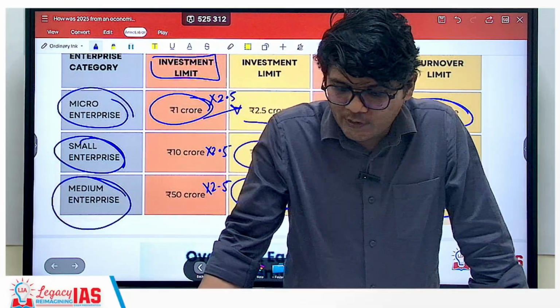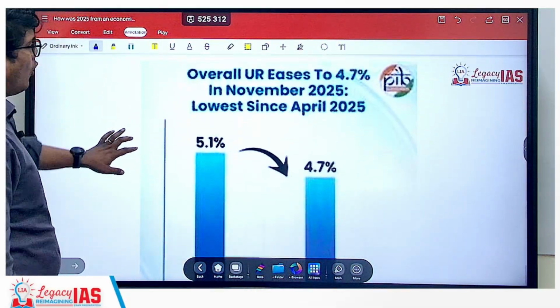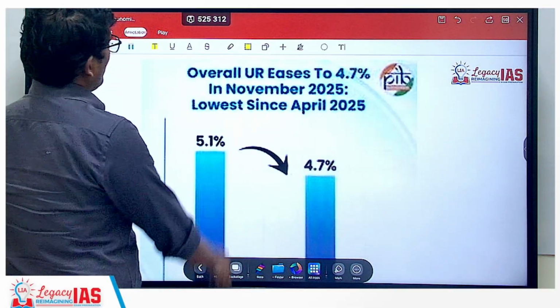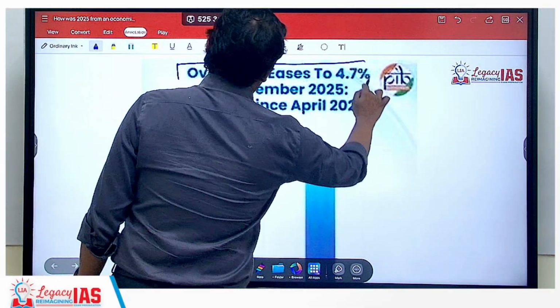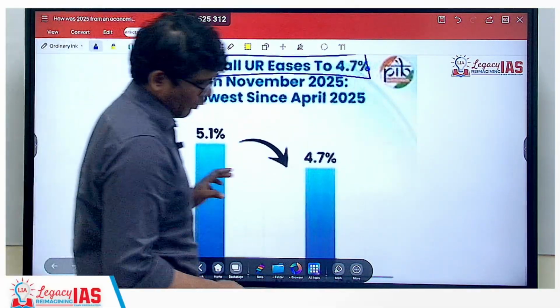I hope that's absolutely clear. Now let's move on to the next. So if you can see this, overall unemployment rate, very important number. Unemployment is also a very important thing.